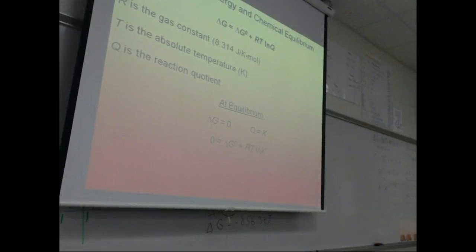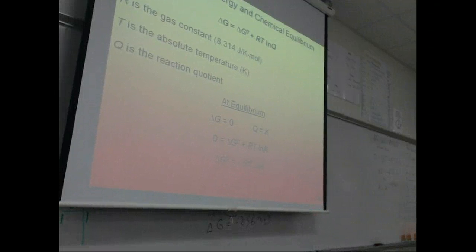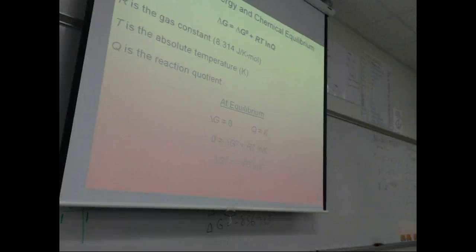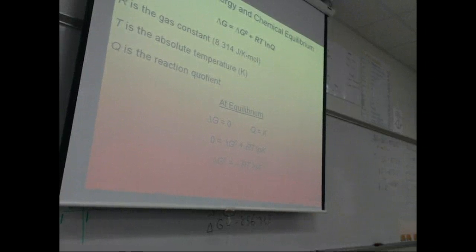So if we're at equilibrium, we can set the equation to 0, because delta G would be equal to 0. And 0 would be equal to all this. So delta G naught would be equal to negative RT natural log of K. See what we just did there?